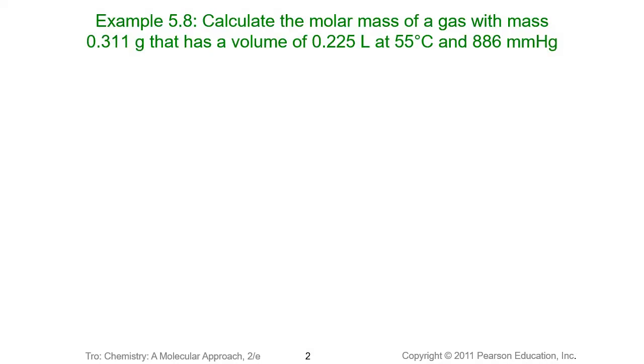So here's an example. Calculate the molar mass of a gas. We know that it has 0.311 grams and a volume of 0.225 liters. The temperature is 55 degrees Celsius and 886 millimeters of mercury. So let's do our conversions to get our units into the proper units. So millimeters of mercury need to be converted to atmospheres.